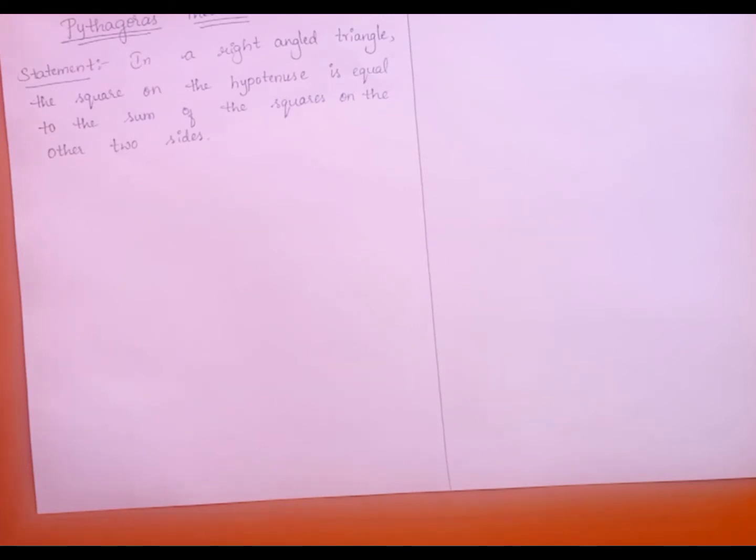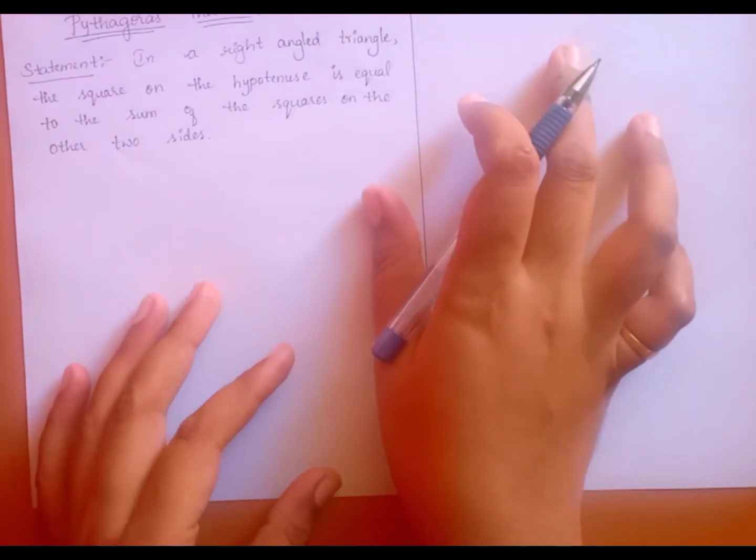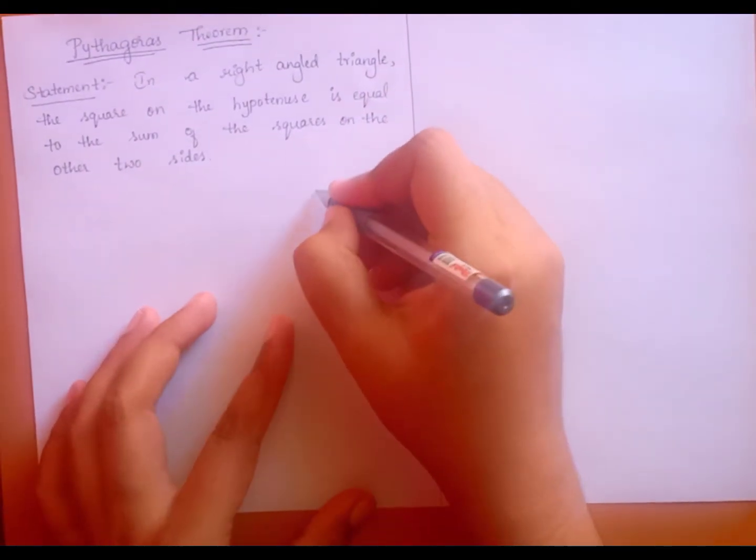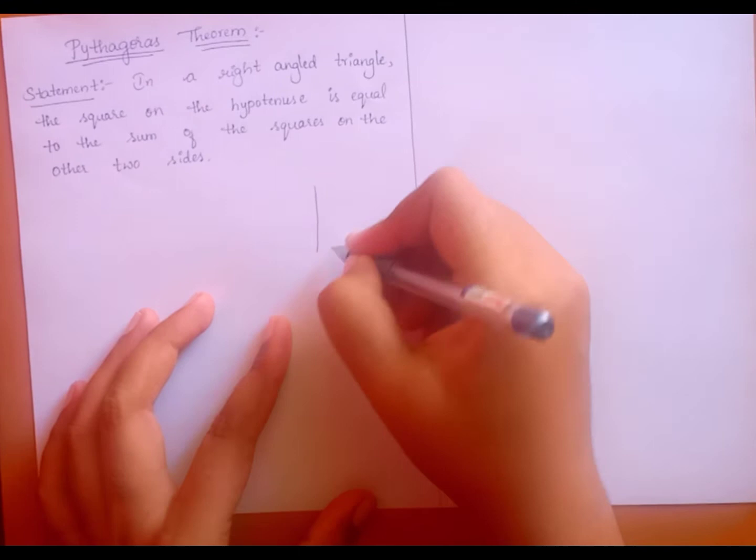So the statement: in a right angle triangle, the square on the hypotenuse is equal to the sum of the squares on the other two sides. To prove this theorem, first we need to draw a right angle triangle.